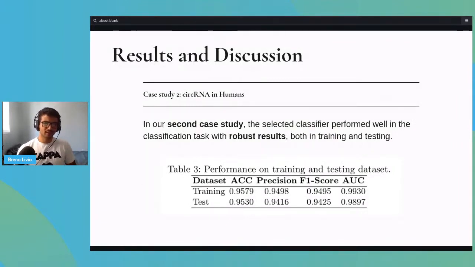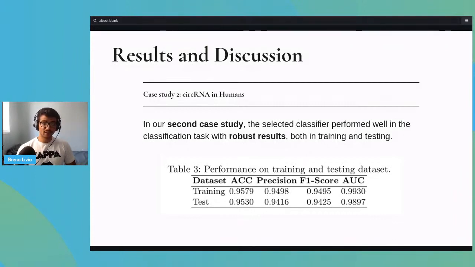And for our second case study, the selected classifier, which was the AdaBoost combined with decision tree, performed well in the classification task with robust results, both in training and testing. Moreover, we realized that the feature structure step contributes positively to the definition of the coding RNA classes, with all metrics close to 95%. And our pipeline reached a low rate of false positives.